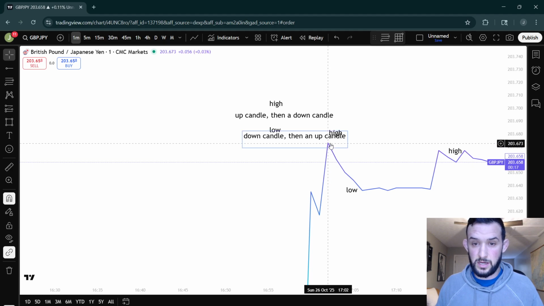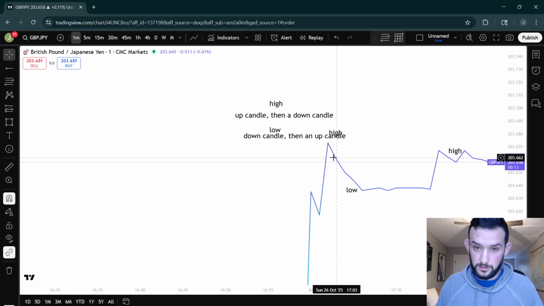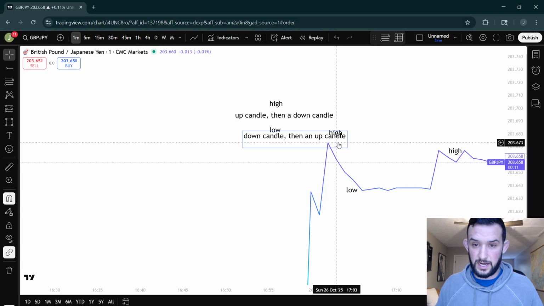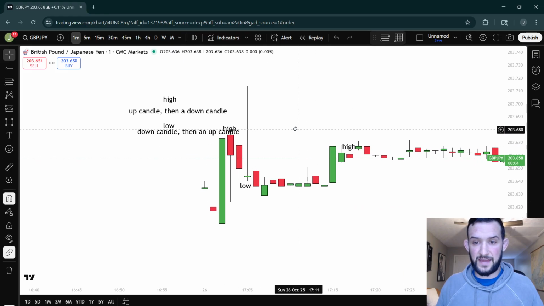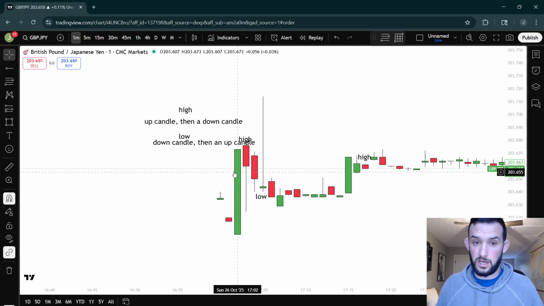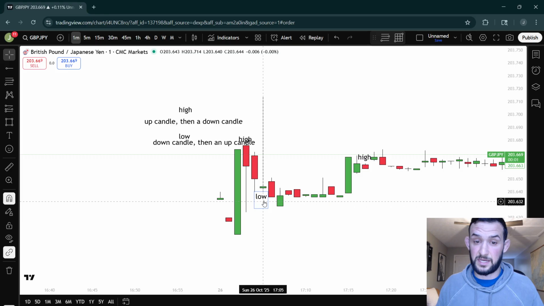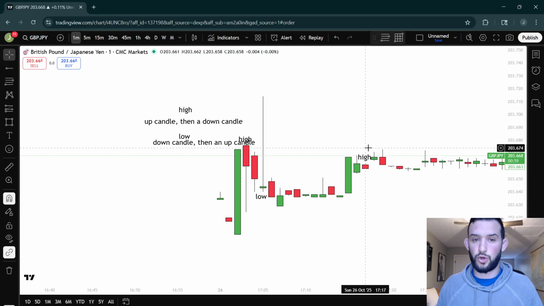What makes a high? Where it peaks up here and then it goes down. So that's why it's an up candle, then a down candle. So that point right there is the highest point, and then here's a low point. So again, go and find 5 examples of a high, and then 5 examples of a low. And then we'll go on to the next video.